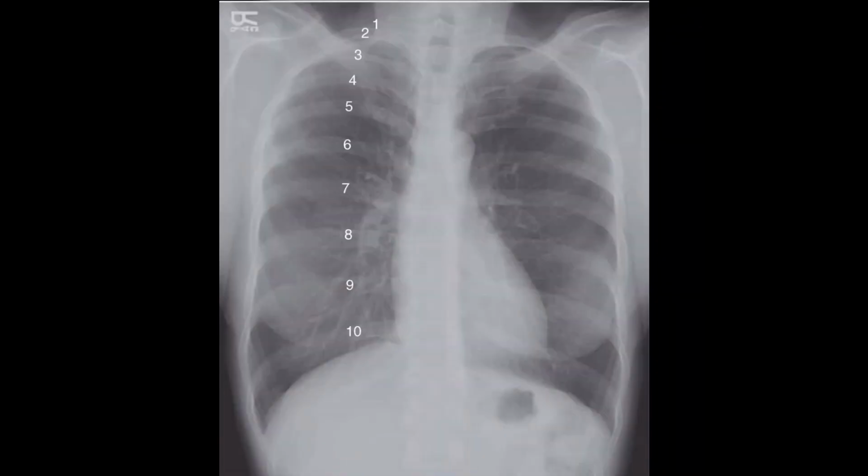So how do you know that the film you are seeing is well inspirated? If you can count 8 to 9 ribs, then this patient is well inspirated. And here you can see 10 ribs, which is more than enough. So this patient has good lung inflation. So that's a normal chest X-ray.